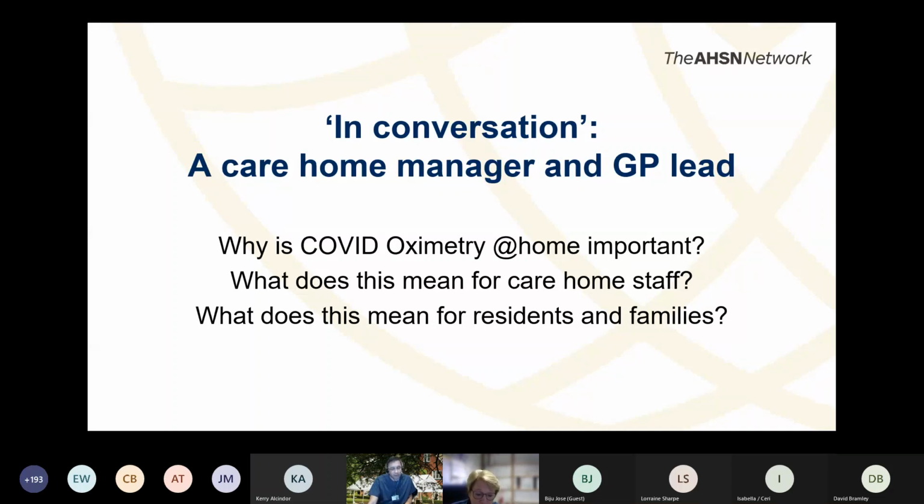Yeah, thank you. And so yes, there's some protocols around decontamination and all the other things, but actually, we've been able to purchase more in the home and be able to use those dedicated ones for the people who are COVID positive. So thank you very much, Kay, for that conversation. I think it underlines and kicks us off to this meeting around the importance of using COVID oximetry at home. I'm going to hand back to David now.